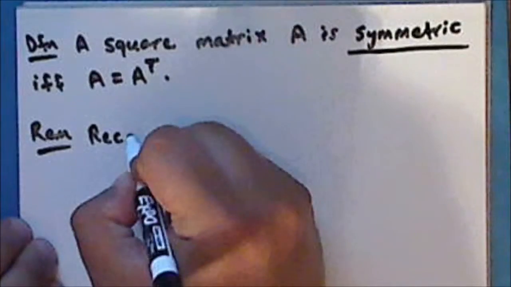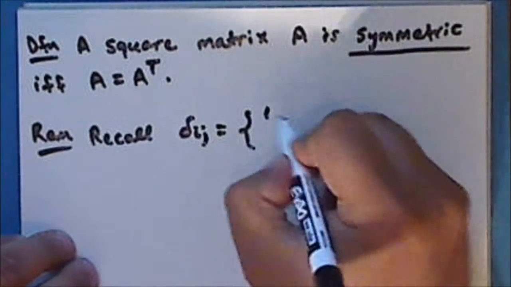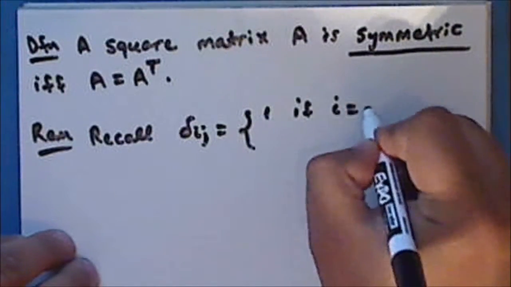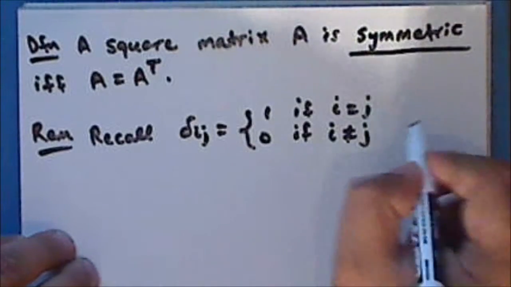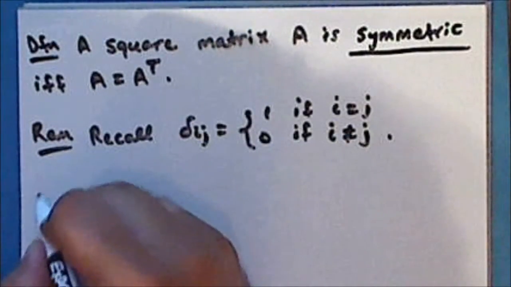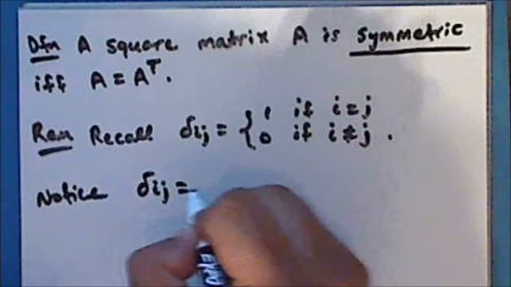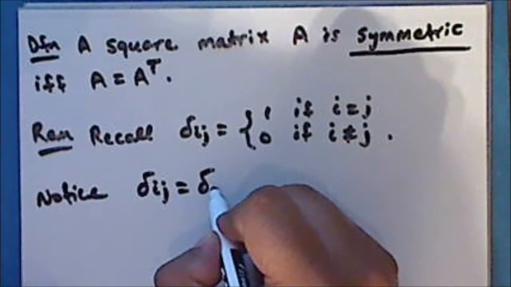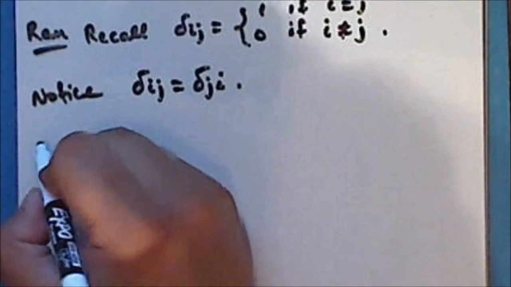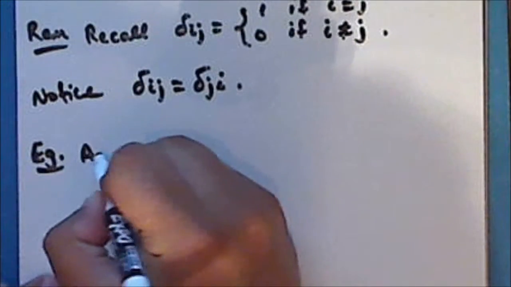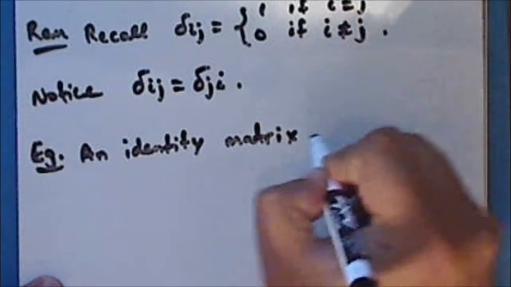Now recall that the Kronecker delta, delta sub ij, is defined to be 1 if the indices i and j are the same, and 0 if the indices i and j are not the same. So notice that the Kronecker delta, delta sub ij, is the same as the Kronecker delta, delta sub ji. And we can use this fact to show that an identity matrix is symmetric.